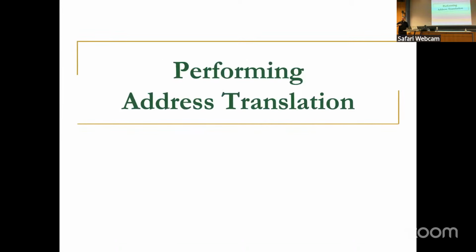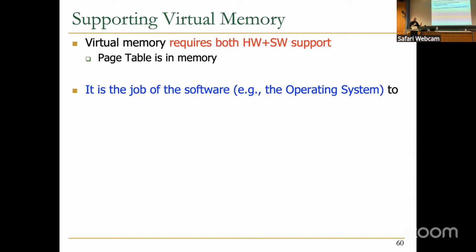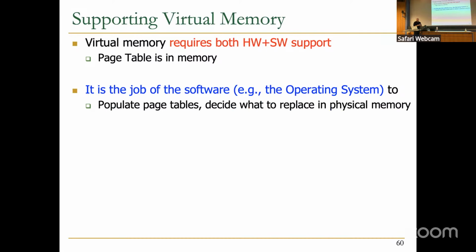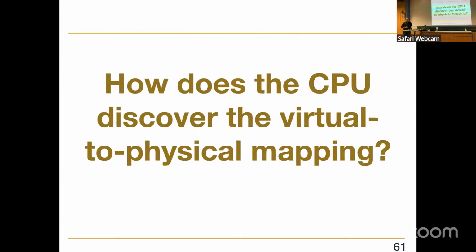Let's see right now how we perform the address translation. To support virtual memory, we need both architectural hardware and software support. So the page table resides in the memory, and it is the job of the software of the operating system to populate the page tables, to decide what to replace in memory, to change the page table registers on context switch. Why do I need to change the page table register? Because I need to load up another application in the system, which requires another page table. It also needs to ensure correct mappings. And one of the biggest questions is, how does the CPU on the fly discover the virtual to physical mapping?